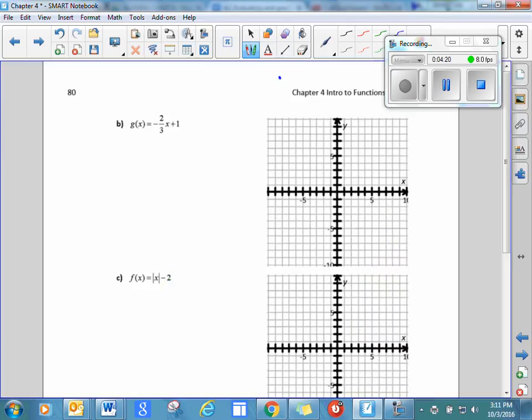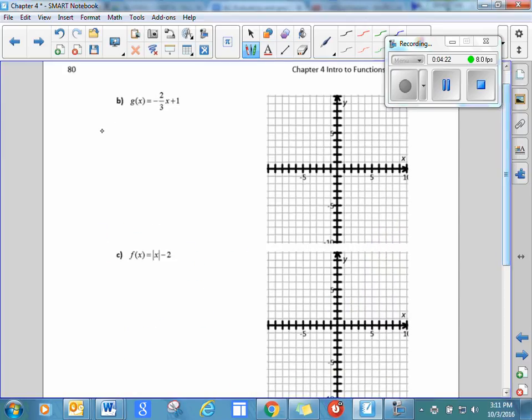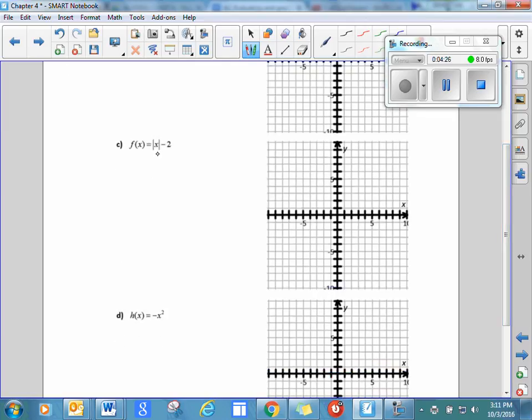It's a little bit different looking. Example B, I think you can do on your own. Example C has an absolute value in it, but that's okay. We're going to do the same exact thing. We're going to pick our x's, and we're going to plug them in and get the output value.